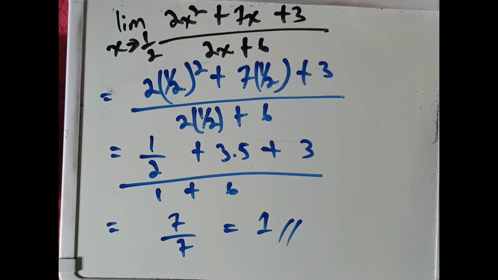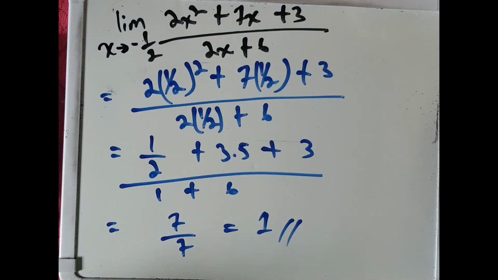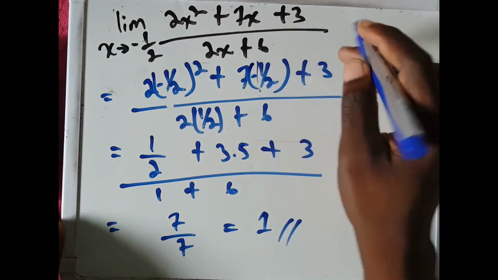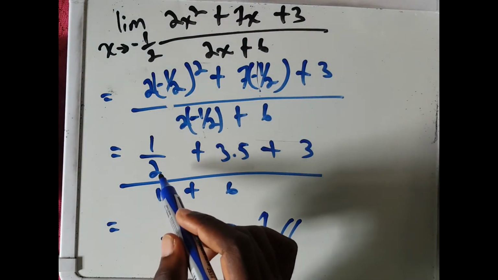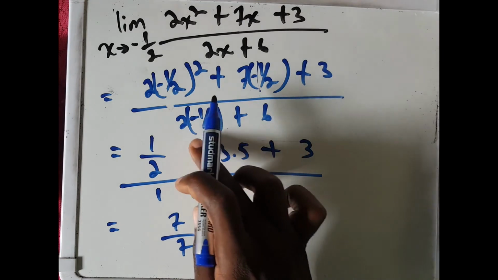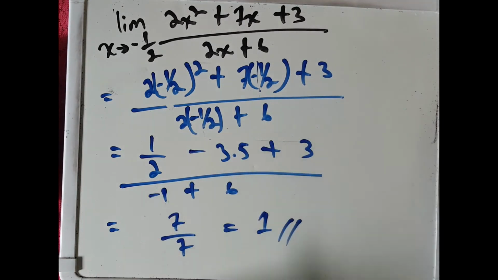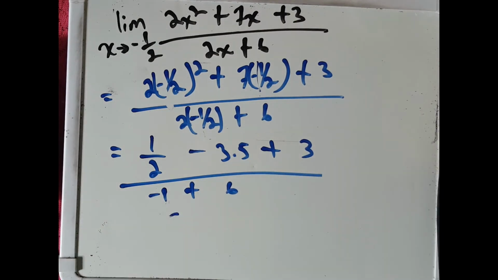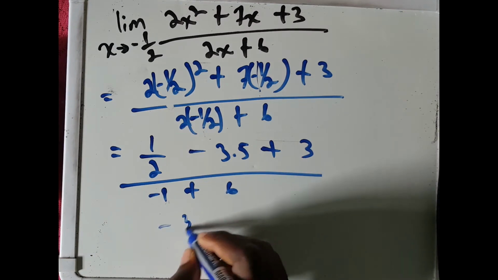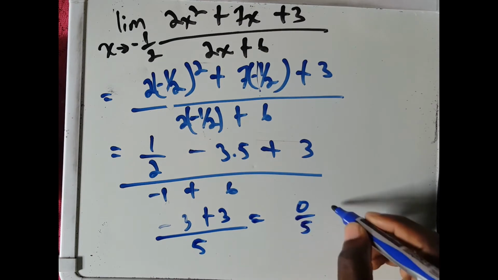Now say this was not a half but negative a half. So I will just negate all the halves. This would still be a half. Negative half squared would still be a quarter, times 2 would still be a half. This would be negative and this would be negative. So now I'm subtracting 3.5 from a half. I will be left with negative 3 plus 3 over 5, 0 over 5, which would be 0.